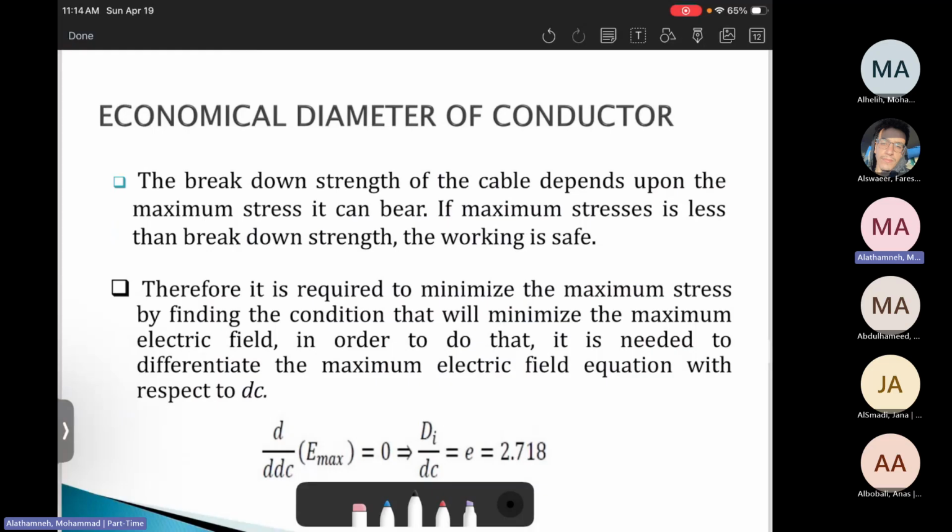Okay, so let me stop here at the economical diameter of the conductor. Then we will continue, inshallah, next lecture.